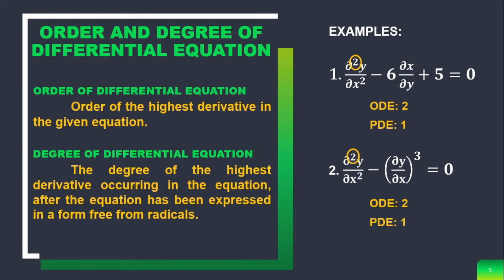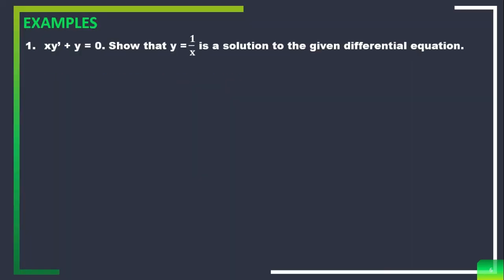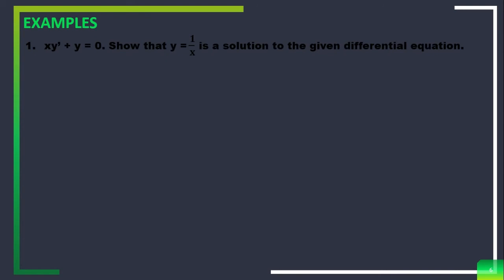So it is 1. After discussing the types, which are the ordinary and partial, identifying the dependent and independent variable, and the order and the degree of differential equation, we will proceed now to the solutions of differential equation. I have prepared 3 examples only.